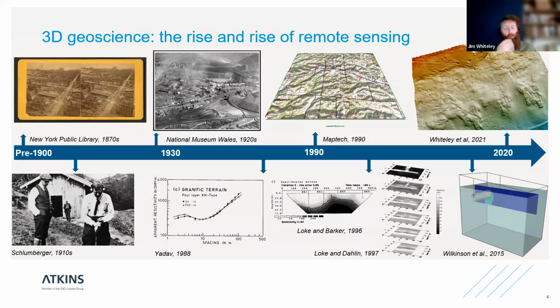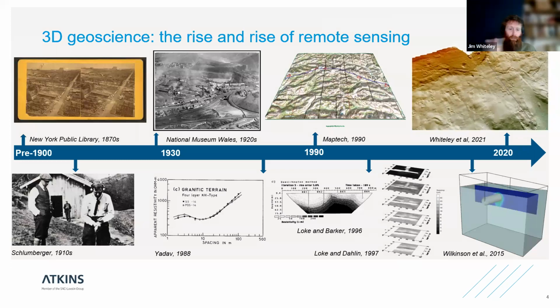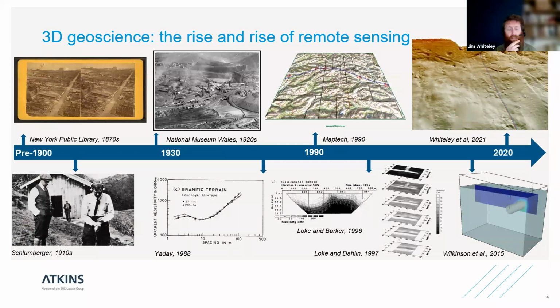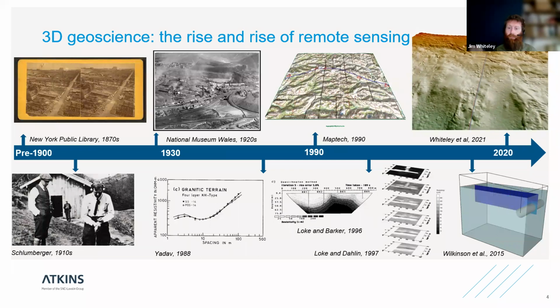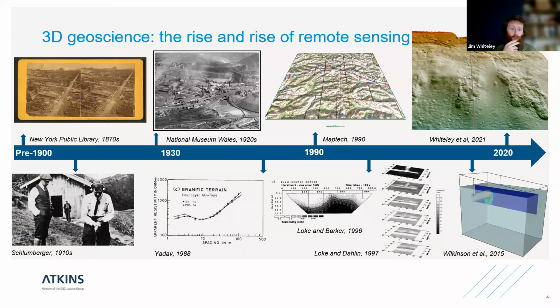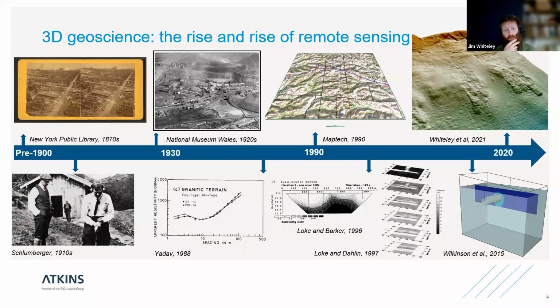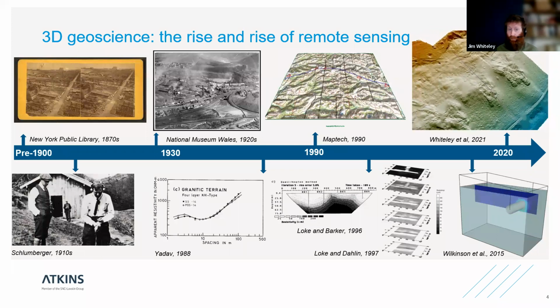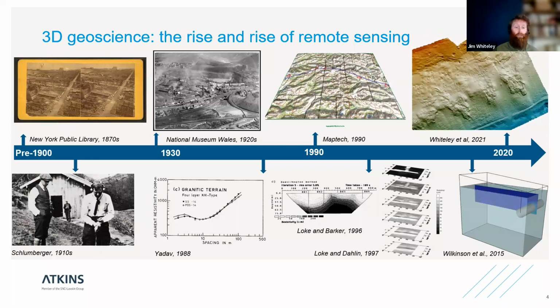Where I think we are at the moment with 3D geoscience, and this is my take on the potted history of digital tools for understanding sites. On the top there, we've got the major developments in remote sensing from the last 150 years, really, going way back to the 1800s, where we used things like 3D stereoscopic imagery, which still has its place in ground investigation and reconnaissance today.